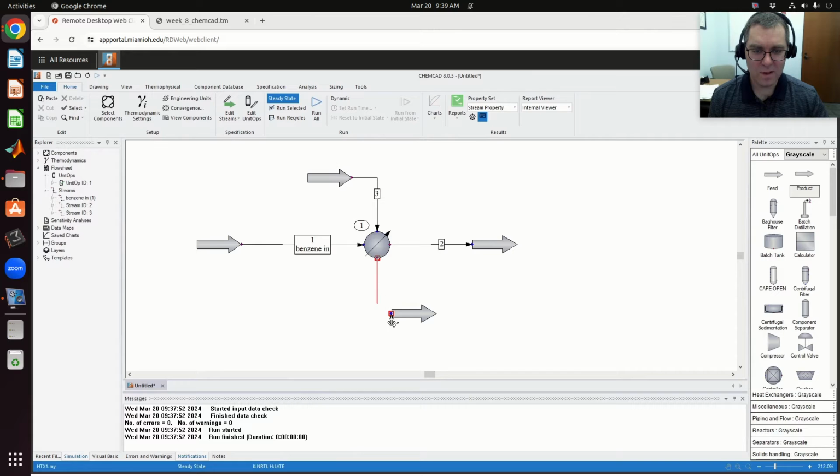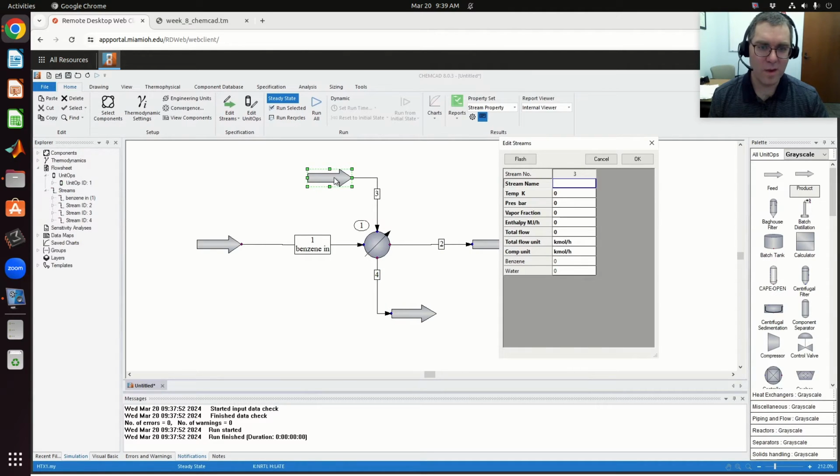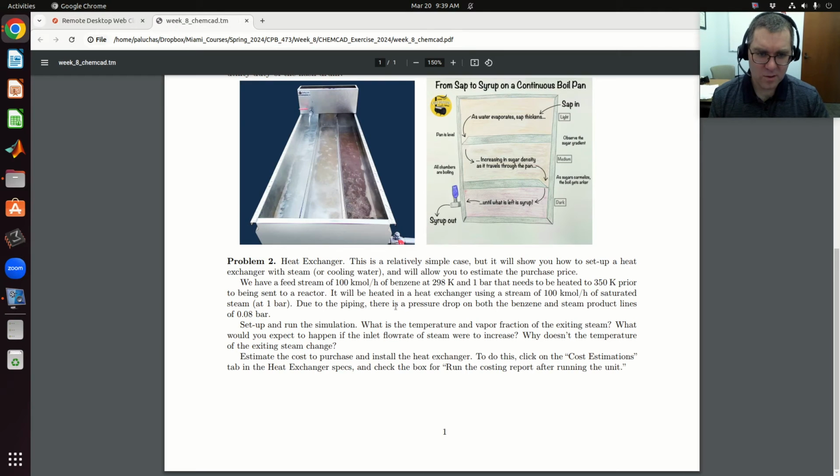So what I need to set up then is also entering my heat exchanger, stream 3. This is going to be pure water. This is going to be my steam. Okay, so I'm just going to specify it's pure steam. And then let's go look at the conditions.